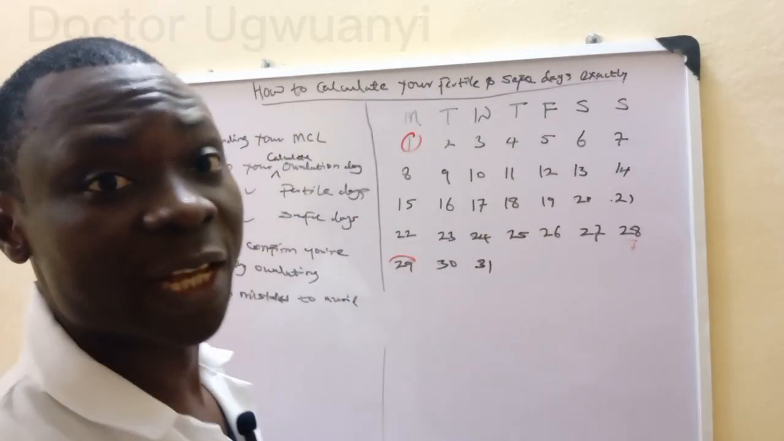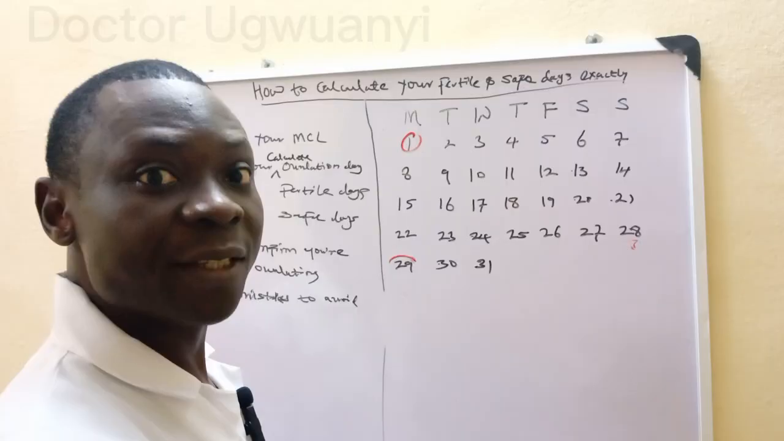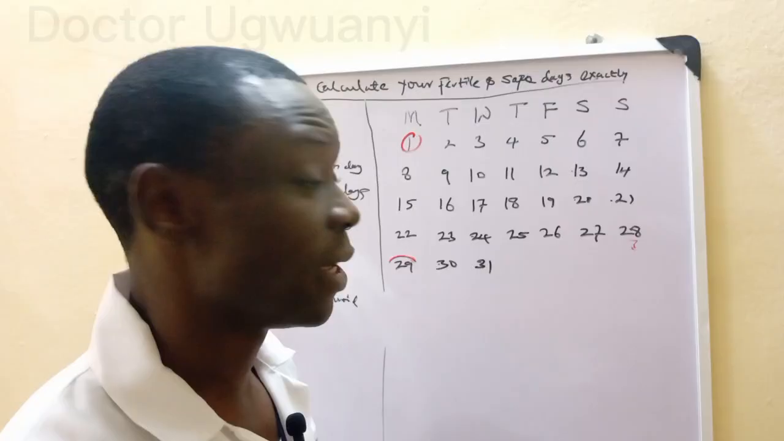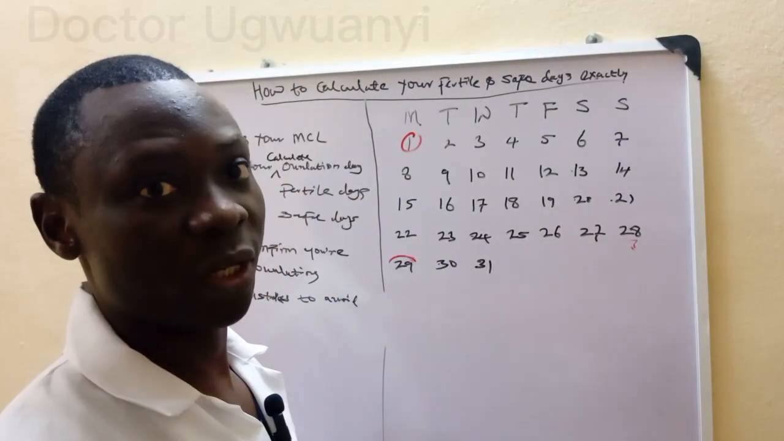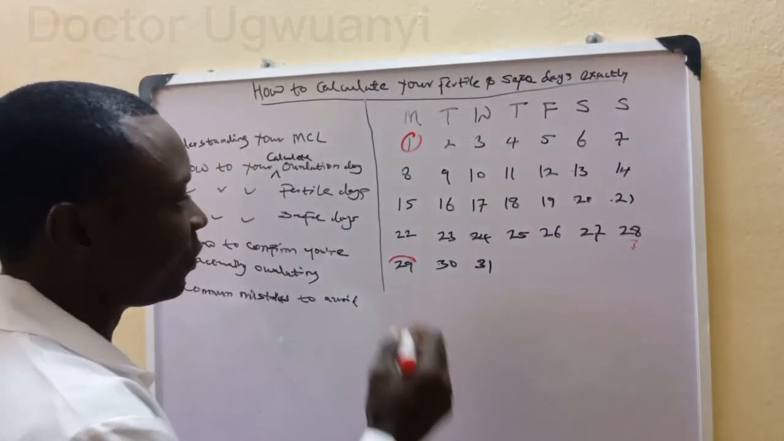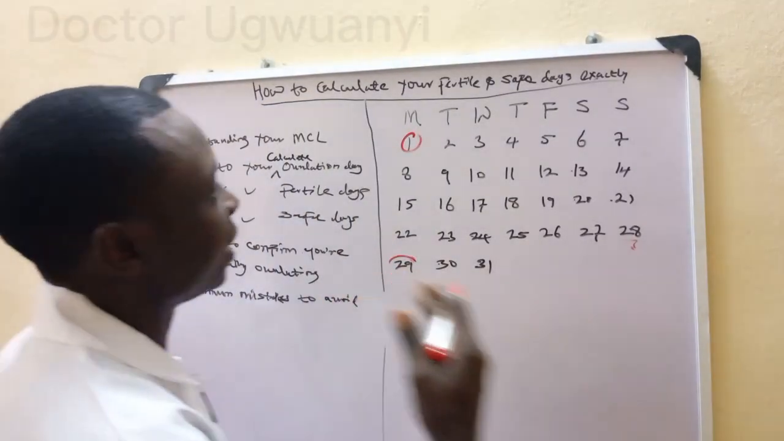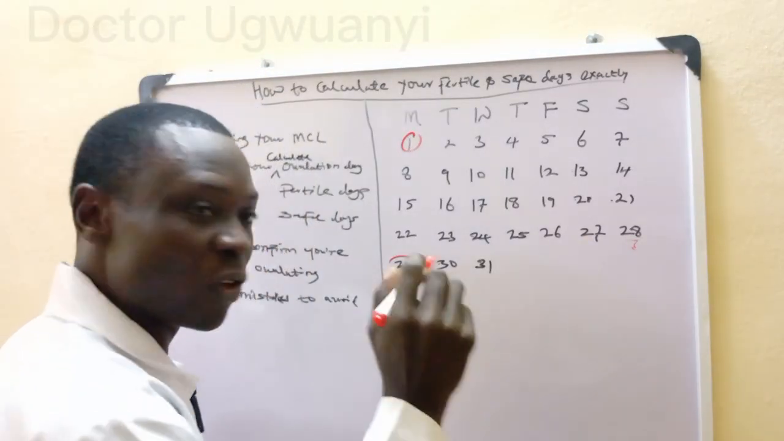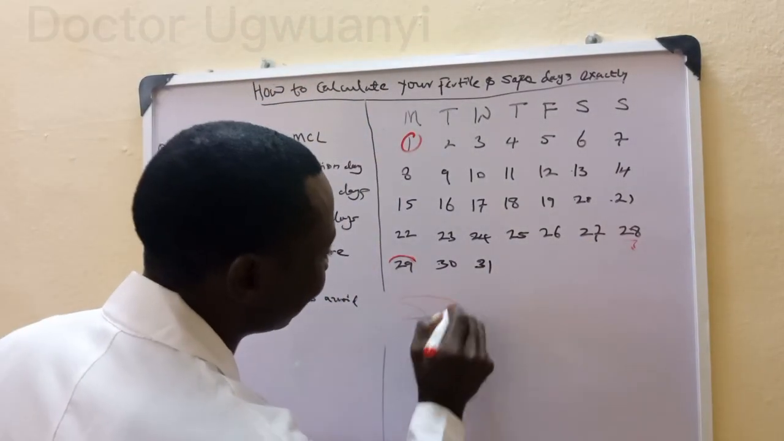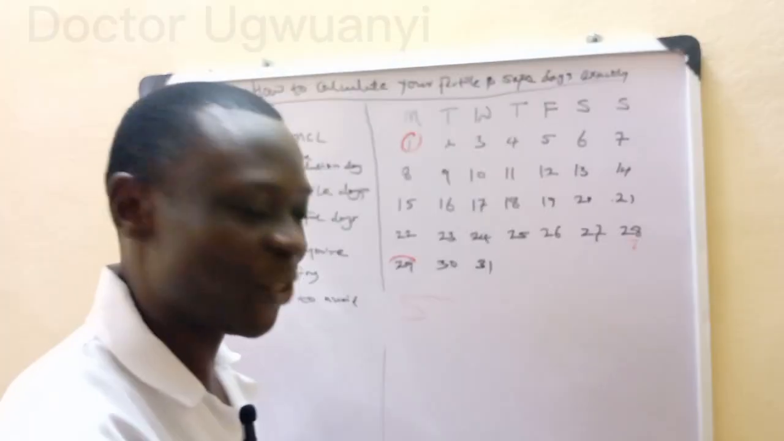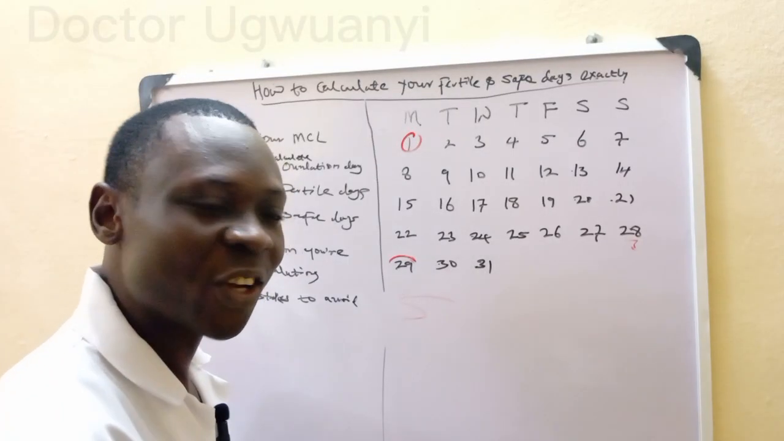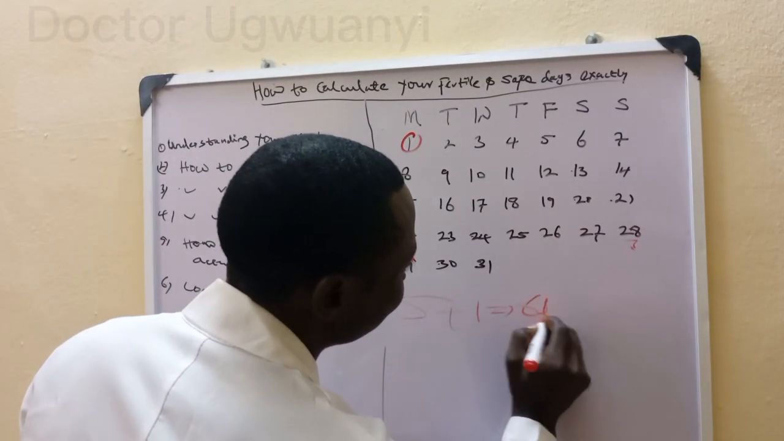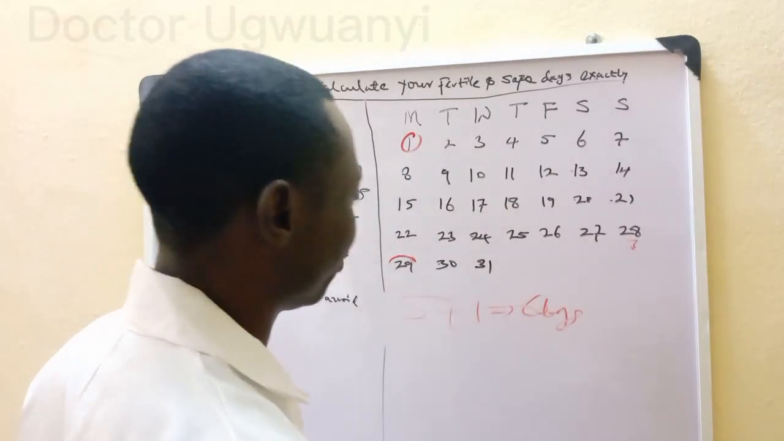So how do you calculate your fertile days? Fertile days are the days in your menstrual cycle that your chance of getting pregnant is very high. So how do you calculate these fertile days? Fertile days are calculated having gotten your possible ovulation day. You just say 5 days before your ovulation, plus the day of your ovulation. That is a total of 6 days. Don't worry, I'm going to explain it so that you understand it better.